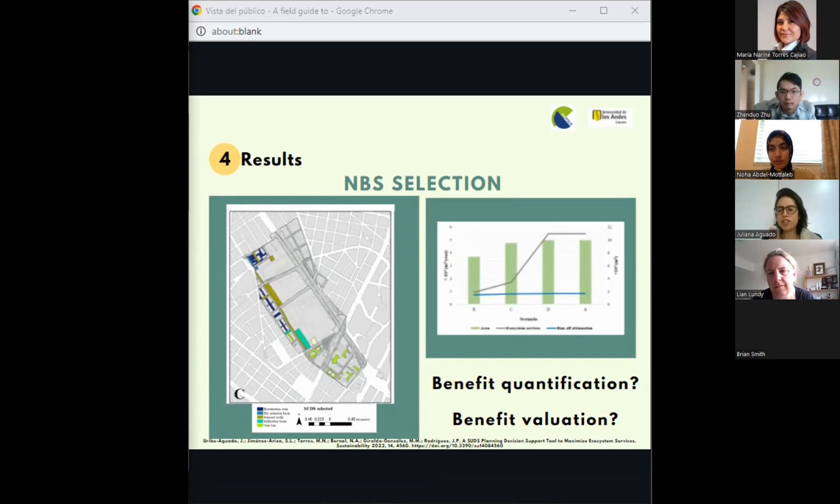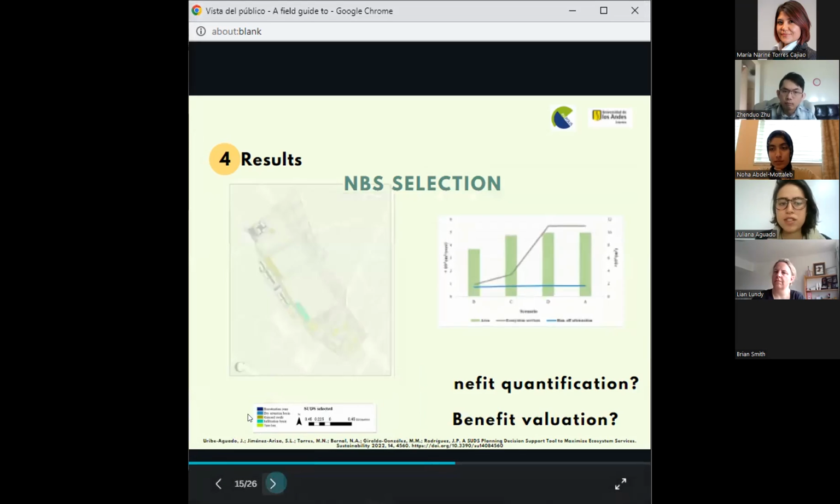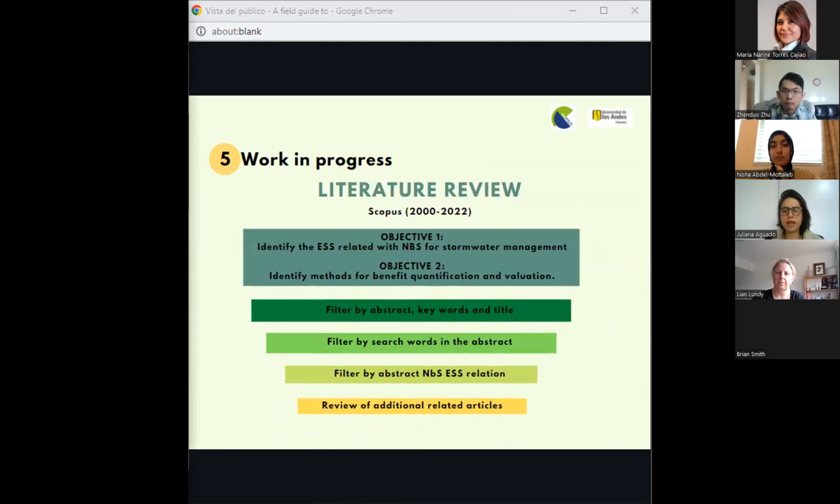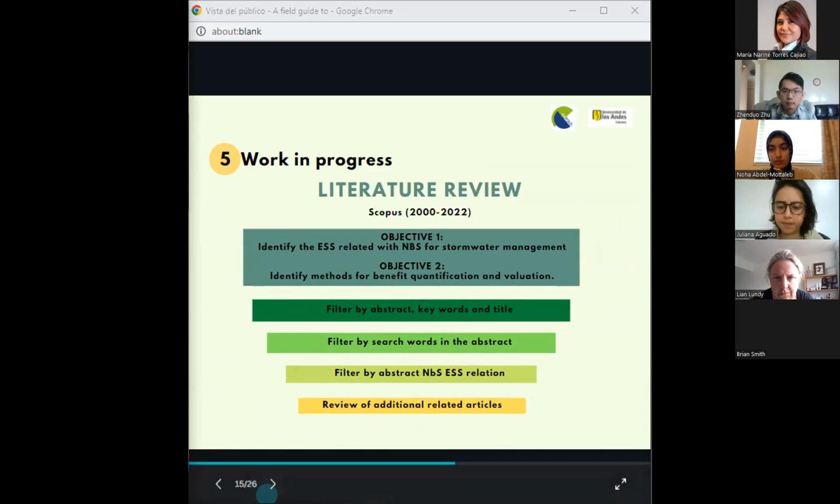However, this methodology just brings a reference value of the benefits generated and does not consider the influence of co-benefits in the cost-benefit analysis. So that's the reason why we started to investigate the relationship between nature-based solutions for stormwater management and the ecosystem services generation, and the different methodologies for benefit quantification and valuation in the literature.